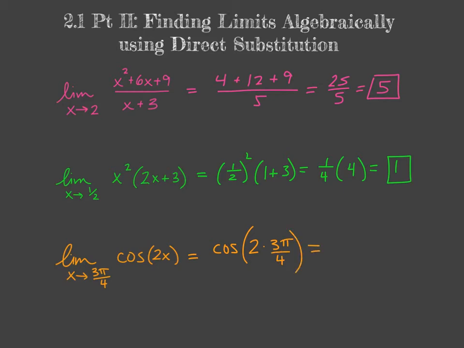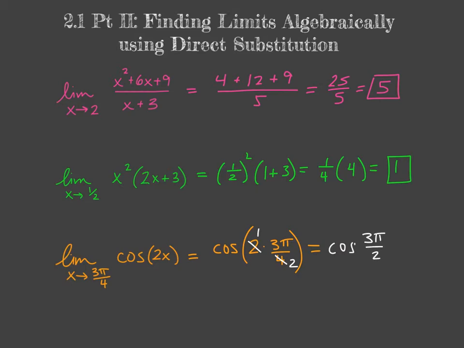When we multiply this out, you can either multiply straight across the top, and this is 2 over 1, remember? So 6 pi over 4, or you can cancel the 2 and the 4, which I'm going to do. That's a 1, and this would be a 2. So we're left with the cosine of 3 pi over 2.